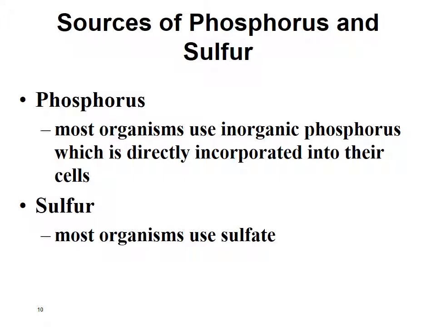Sulfur. Sulfur is required for the synthesis of substances such as the amino acids cysteine and methionine. It's also required for the synthesis of some carbohydrates, biotin and thiamine. Most microorganisms use sulfate as their source of sulfur.